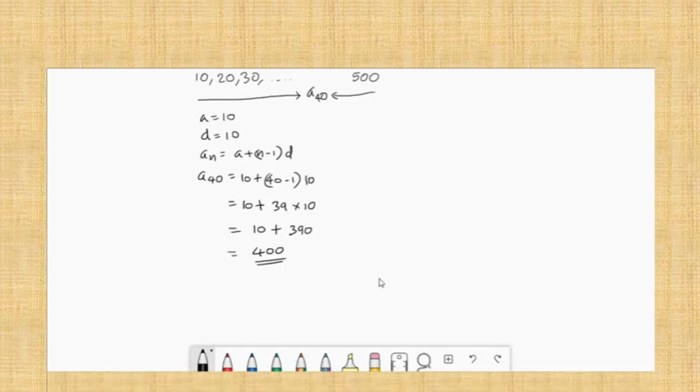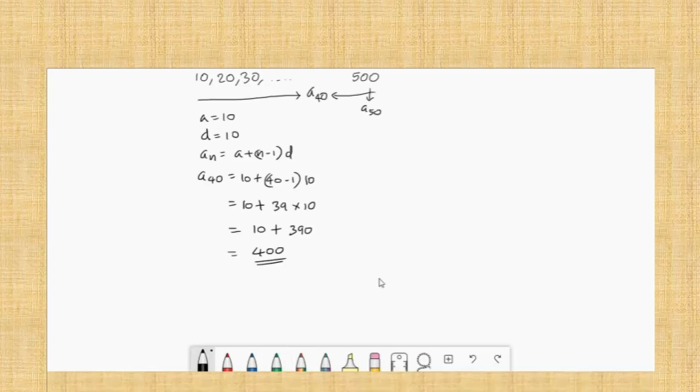So we can simply write here that 500 is the A50. The 50th term will be 500. So there are only 50 terms. So out of 50 terms, the 11th term from right to left will be the 40th term from left to right. Right? So now the question reduces to finding the A40 of this arithmetic progression. And we know how to find the 40th term of any arithmetic progression if we know the first term and common difference. So we found the 40th term using the nth term formula, and we got 400. Okay.